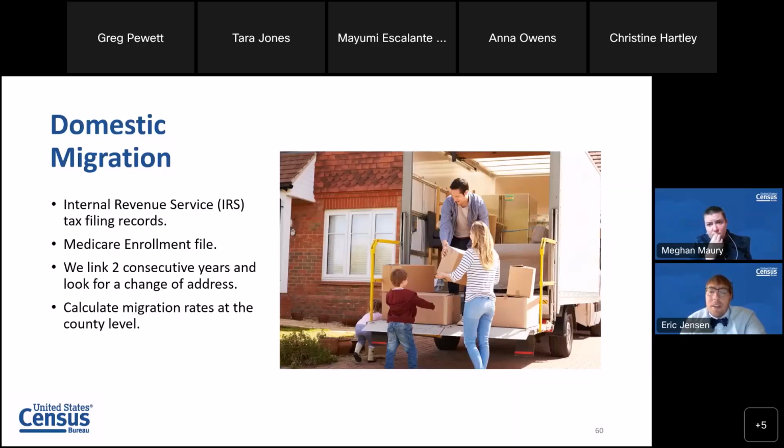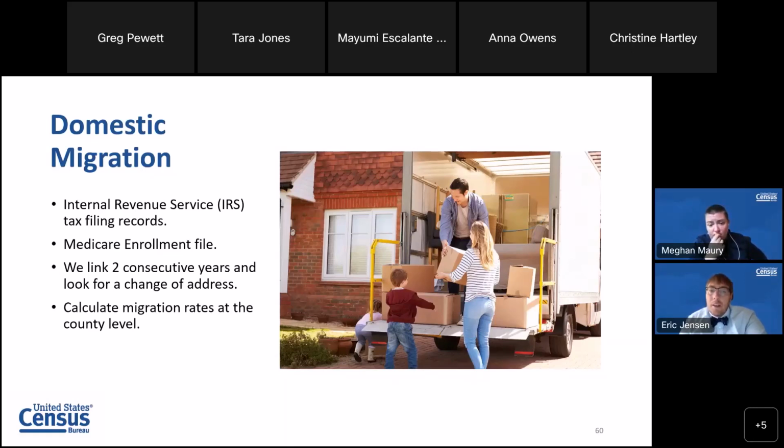So specifically, we take 2 consecutive years of tax returns that have been linked using something known as the Personal Identification Key, or PIK. And if the address has changed between the 2 years, then we consider that the household has moved in the past year. And we do a similar process with the Medicare enrollment records, where we identify movers by a change in address between 2 years.